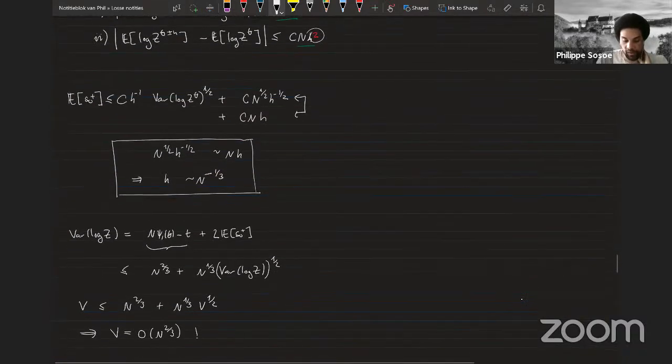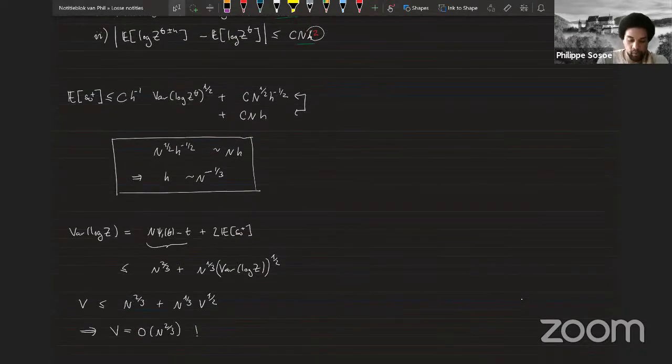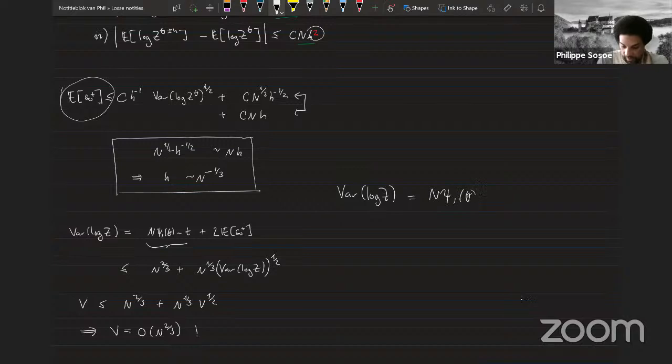Okay, so it was really crucial that we have power 2 here. And so all of these computations, remember, why were we interested in this guy? We're interested in this guy because the variance of log z was expressed as some constant plus the expectation of S0 plus. So we've succeeded in bounding this expectation of S0 plus in terms of the variance, but to a power 1/2. So if we plug everything back in, we find that the variance of log z is bounded by n to the 2/3.